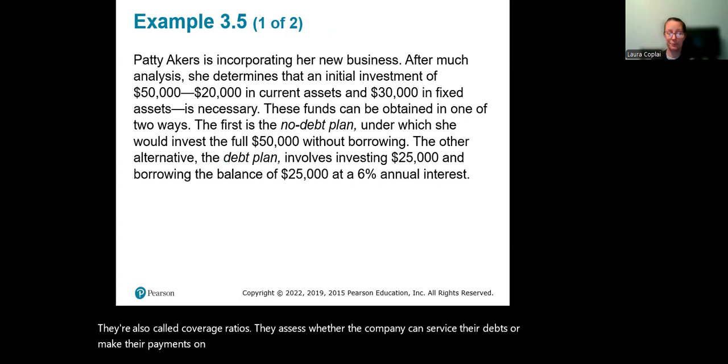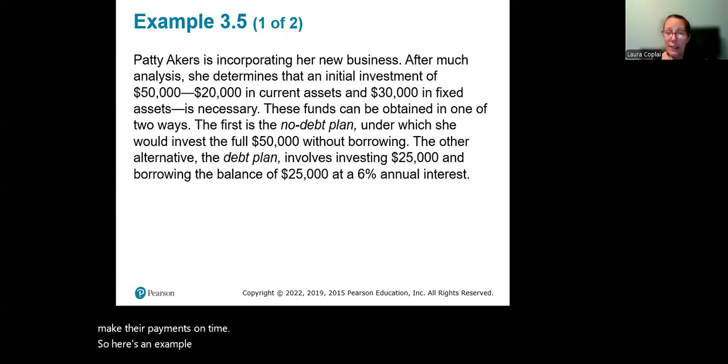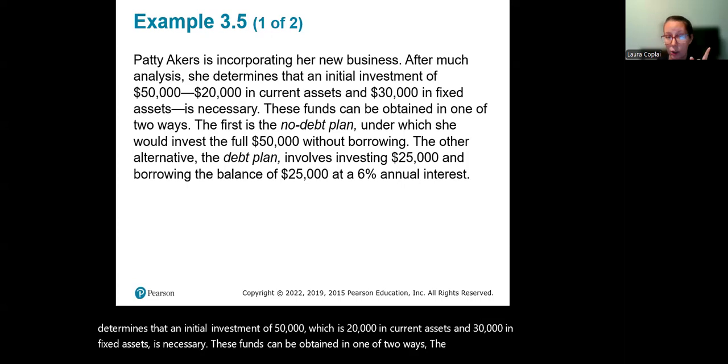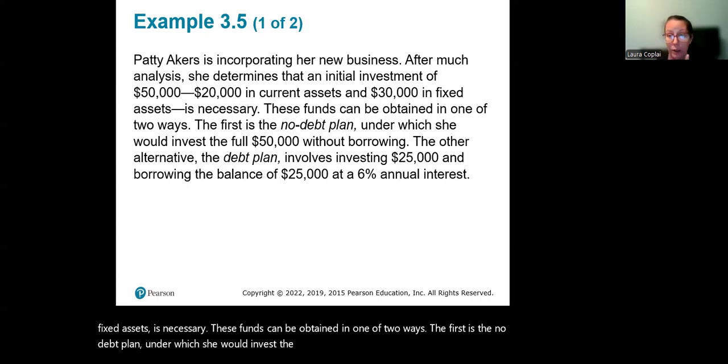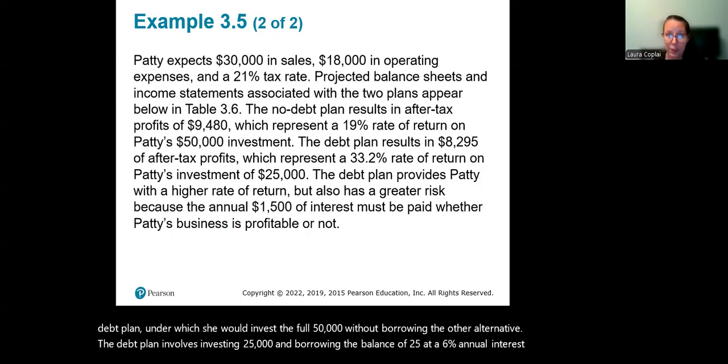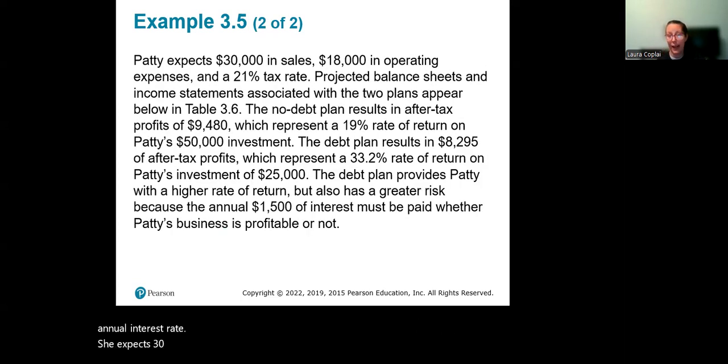So here's an example. Patty Akers is incorporating her new business. After much analysis, she determines that an initial investment of $50,000, which is $20,000 in current assets and $30,000 in fixed assets, is necessary. These funds can be obtained in one of two ways. The first is the no debt plan, under which she would invest the full $50,000 without borrowing. The other alternative, the debt plan, involves investing $25,000 and borrowing the balance of $25,000 at a 6% annual interest rate. She expects $30,000 in sales, $18,000 in operating expenses, and a 21% tax rate.